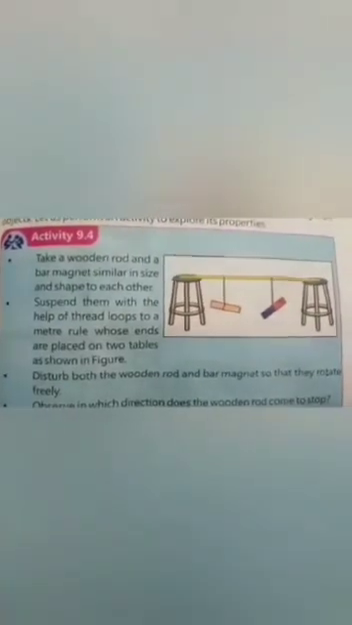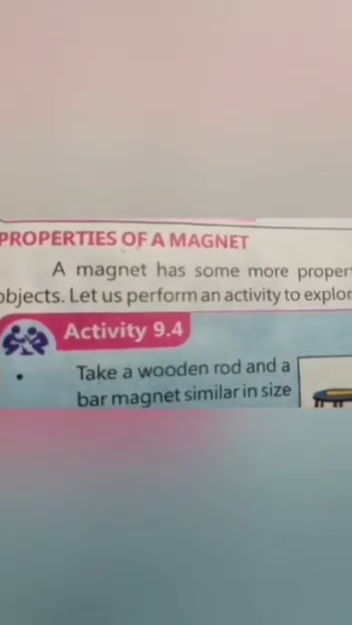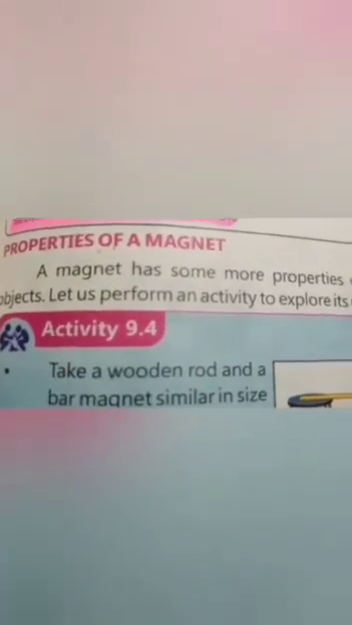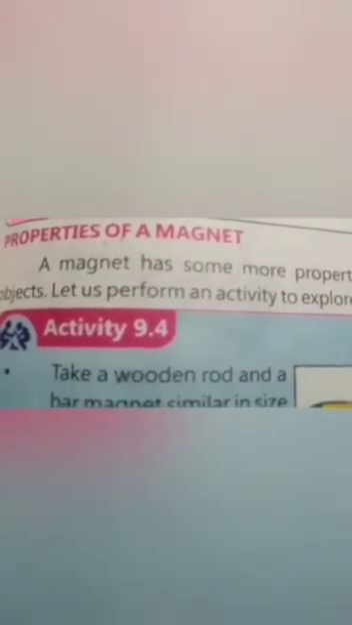In this video lecture, we learned Activity 9.4, Activity 9.5 and Activity 9.6. In these three activities, we learned the properties of a magnet. We learned that a bar magnet always comes to stop in a specific direction, while a wooden rod has no fixed direction. We also learned that magnetic force is strongest at the ends of the bar magnet, and that like poles repel each other while opposite poles attract each other.